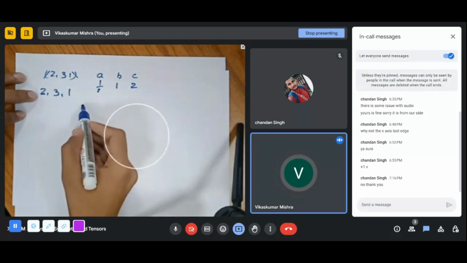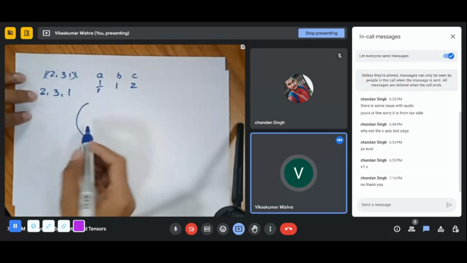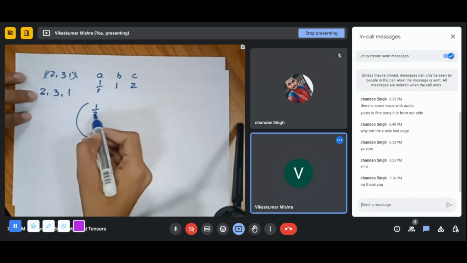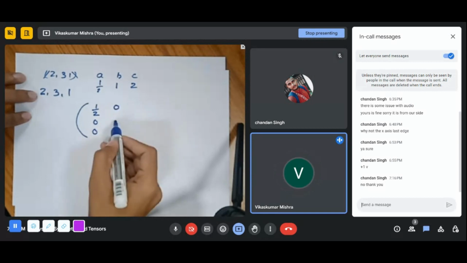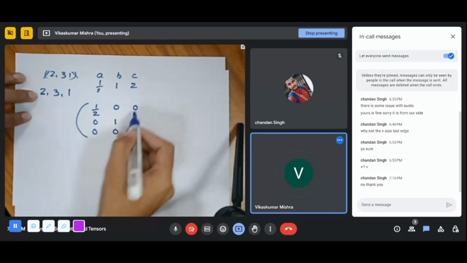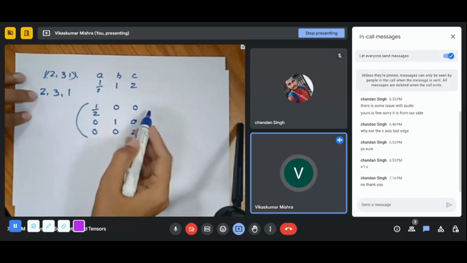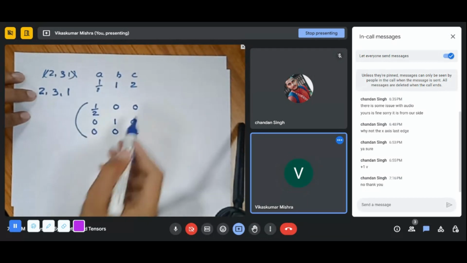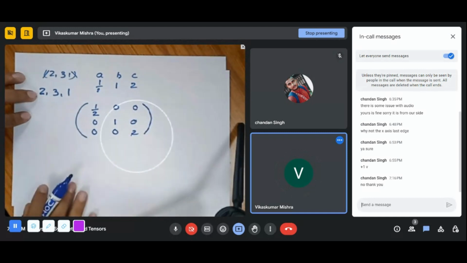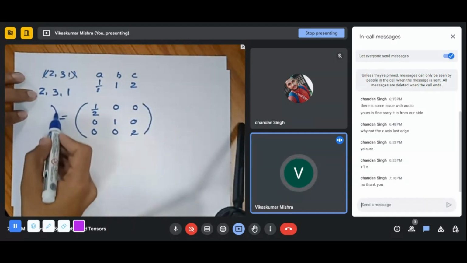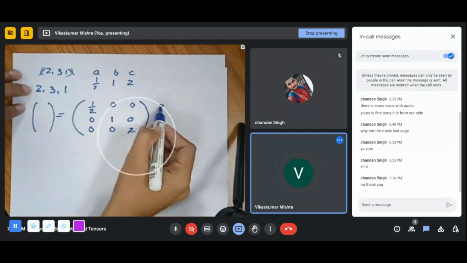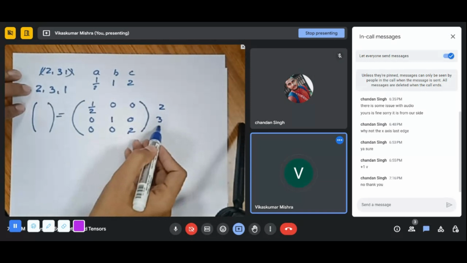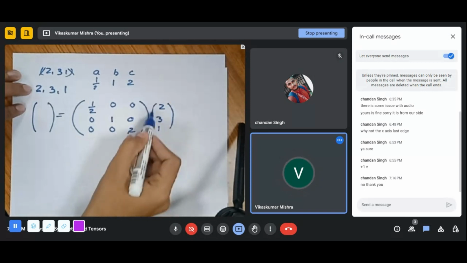And we found the coordinate transformation matrix. A is 1 by 2, and the remaining part is 0. Sorry, the B part will be 0, 1, 0, and C will be 0, 0, 2. We just substituted the values of A, B, C over here. Now we need to find the new coordinates of the point which is 2, 3, 1 in the orthonormal unit cell.